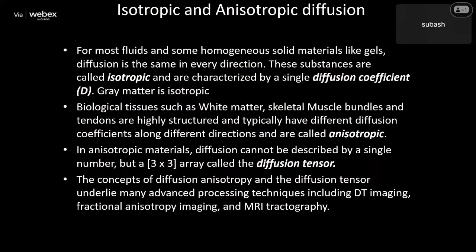In addition to the white matter fiber tracts, skeletal muscle or muscle bundles are also fiber bundles, and there too the diffusion is anisotropic. If you want to study the anisotropy of tissues, then diffusion cannot be described by a single number or one direction. You have to do it in multiple directions, which we call a diffusion tensor. The concept of diffusion anisotropy and the diffusion tensor underlie many advanced processing techniques. You need image processing techniques where you can calculate fractional anisotropy or diffusivity, the diffusion coefficient, and also generate white matter fiber tracts as per your requirements.